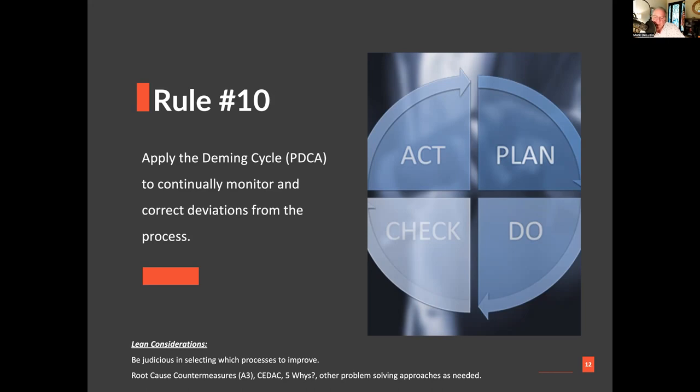I usually find though that Kaizens are not just singular focused when it comes to tools. Like for example, I can't do standard work without talking about visual management or 5S. Okay. So, which are different, by the way. So you see what I'm saying? These are Venn diagrams. These tools do not stand by themselves. And you have to think about it that way. Okay. That's rule 10. Apply the Deming cycle, the plan, do, check, act, to continually monitor and correct deviations from the process.